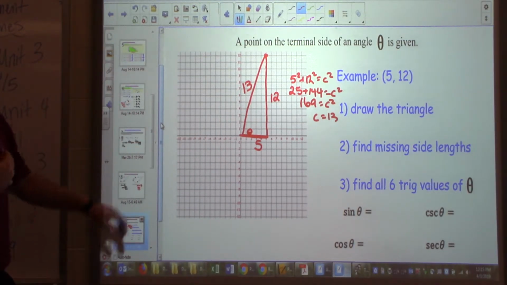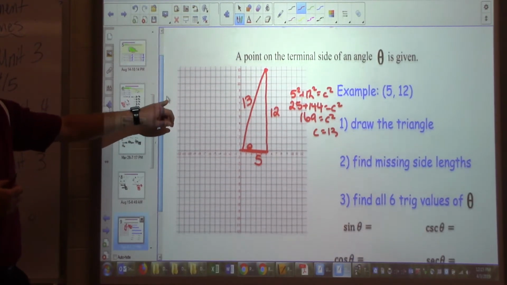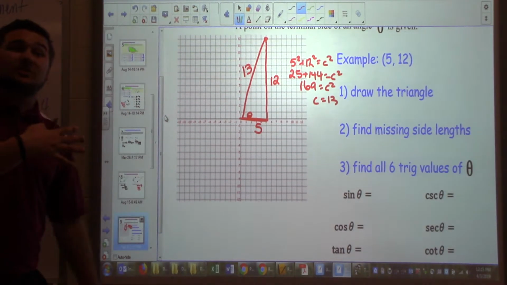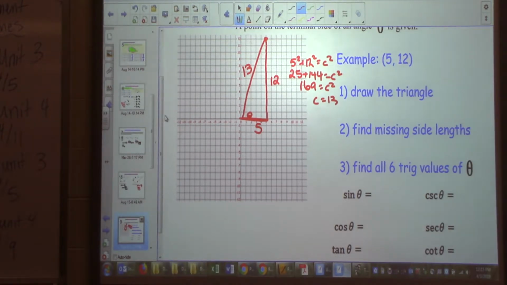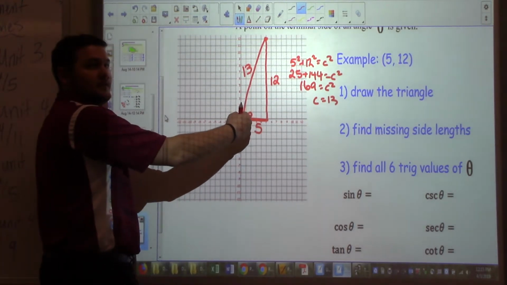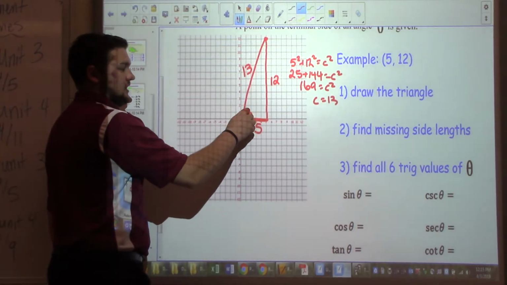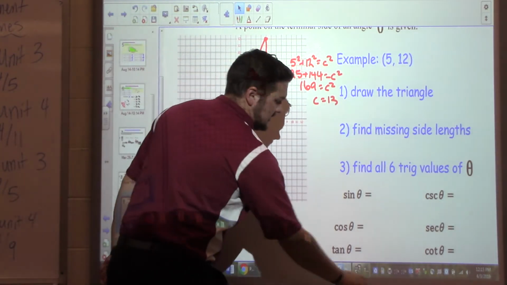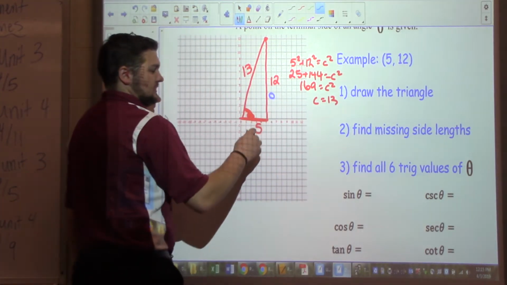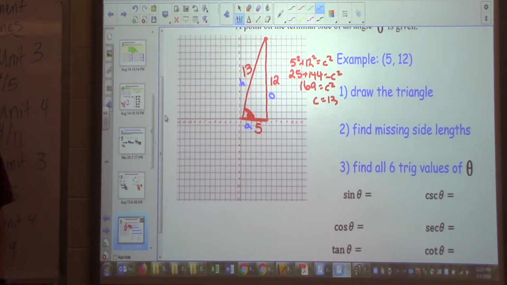The more you do. Then, once you've drawn your triangle and you have all 3 side lengths, it's going to want to know the 6 different trig values. Right? It's going to ask you for that. So if theta is always the angle off of the x-axis, from the x-axis up to the point, this is always theta right here. That means 12 is my opposite, 5 is my adjacent, 13 is my hypotenuse.